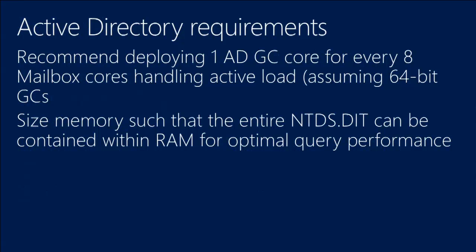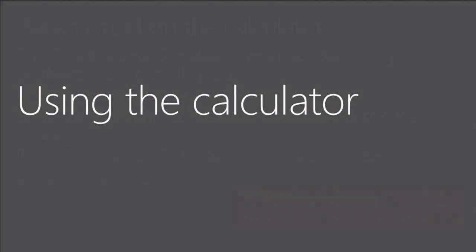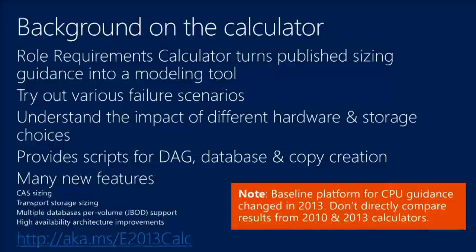AD hasn't changed from a guidance perspective: 1 AD core for every 8 mailbox cores. The calculator will size for that and show you what that looks like. So let's real briefly, I'm going to spend about 2 minutes talking about the calculator, and then we'll get into some questions.